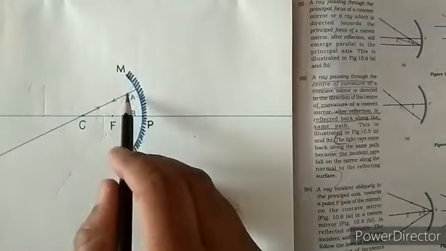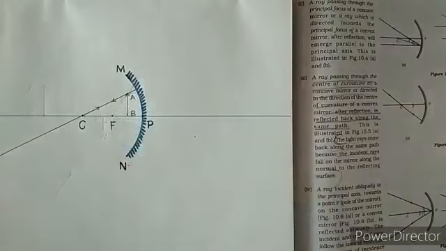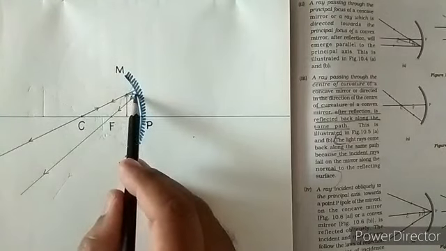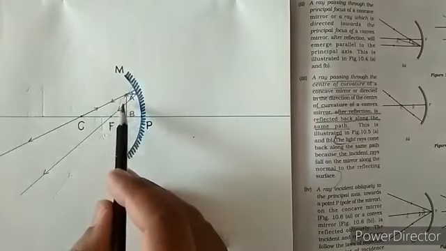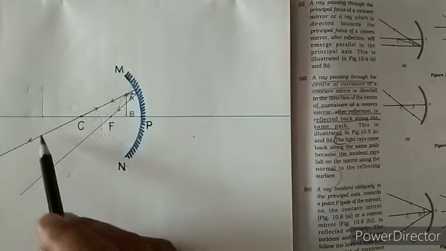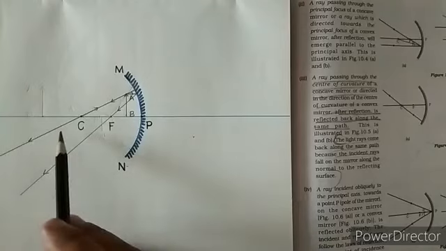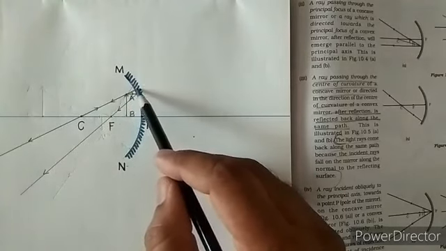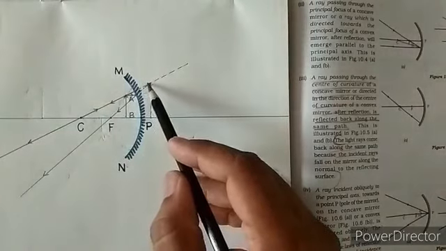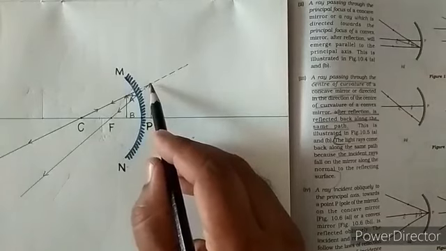We will take a ray of light parallel to the principal axis, which will travel through F after reflection. So I have taken a ray of light parallel to the principal axis, and after reflection it will travel through F. But here you see that these lines are not going to meet, because they are diverging, they will never meet this side. So what we can do is extend it on the other side. I have extended both these lines behind the mirror, and they meet at this point. So where they meet, the image will be formed.